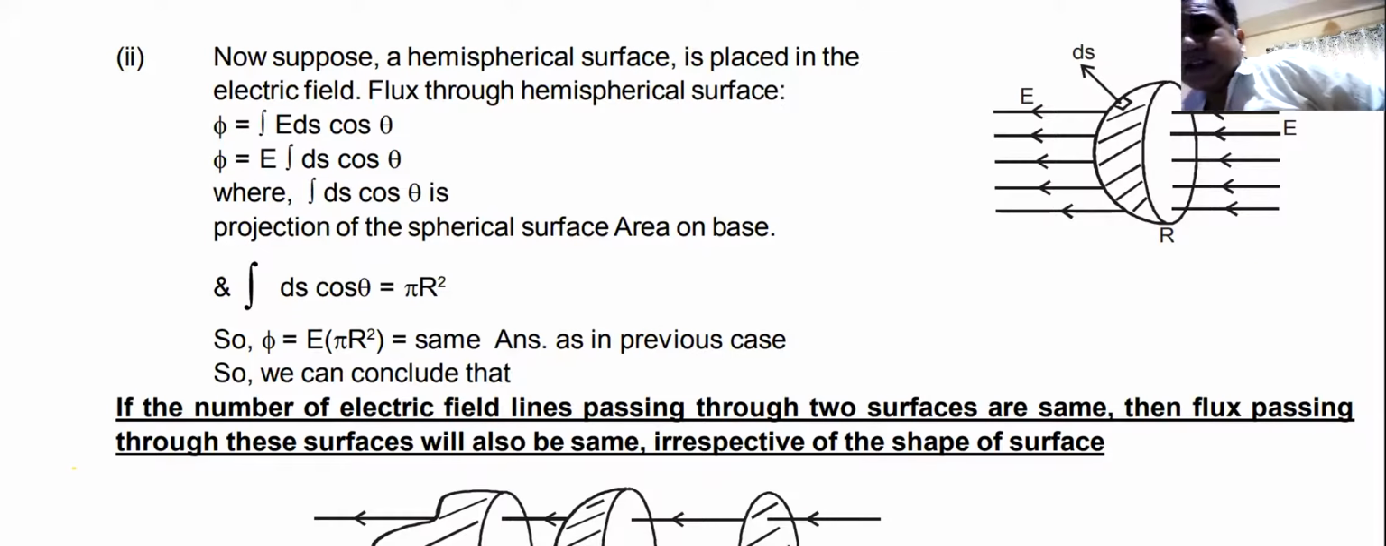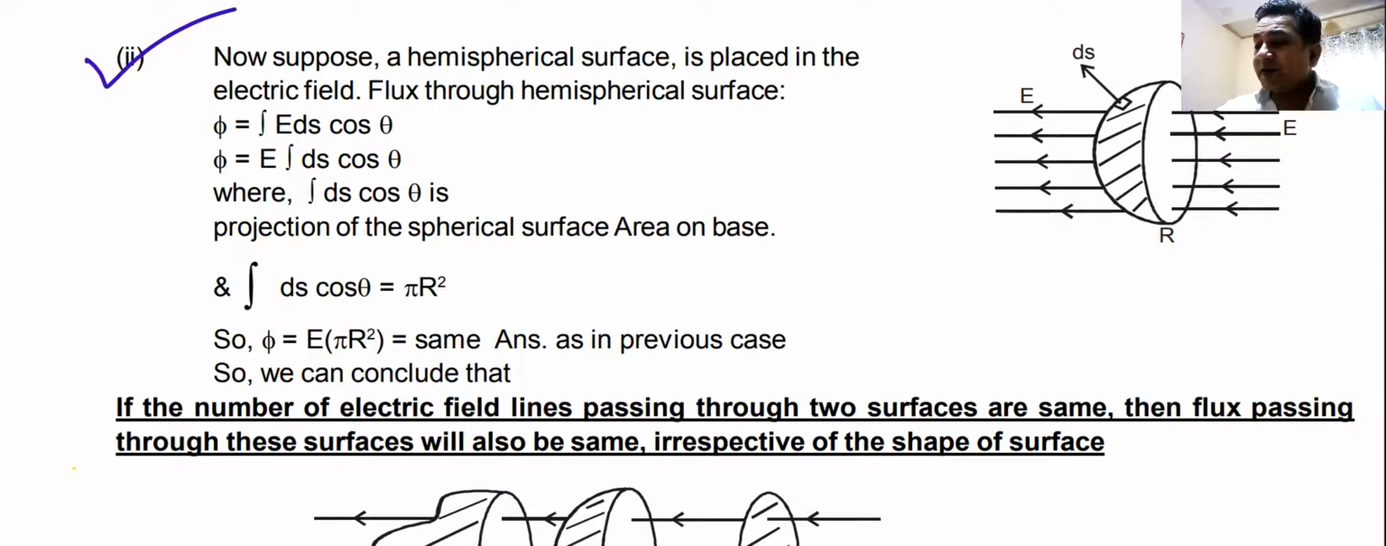A similar thing has been done here. Remember, whenever you have a uniform electric field and you have a closed surface, if I place this closed surface in a uniform electric field, what will happen? Whatever number of lines of field go in, the same number of lines of field will go out. The total flux through this entire surface will be zero. You can apply this concept and do questions like this.